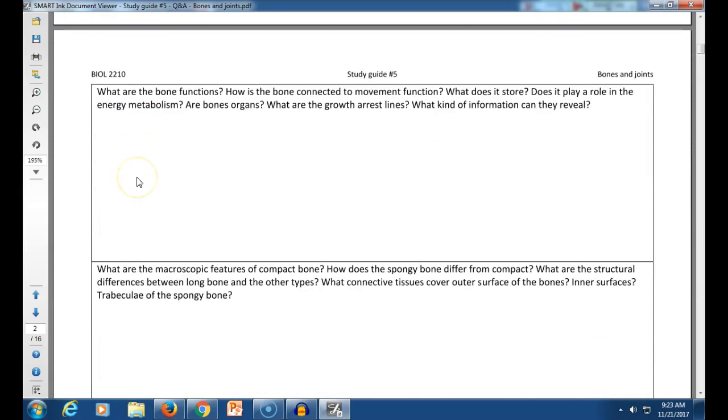Bone functions. Be reasonable, okay? It's not like a storage site for protein, for instance, or a storage site for glucose. Movement, support, hormone production, storage of fat, storage of minerals, hemopoiesis. Do you understand what the word hemopoiesis means? Blood production, yes.